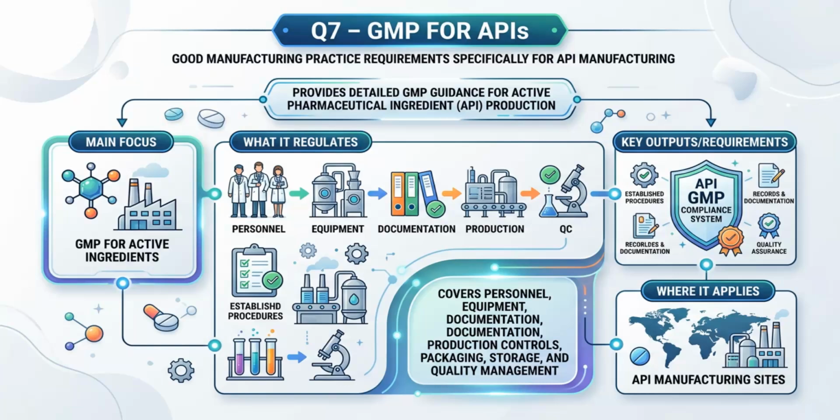Main focus: GMP for active ingredients. What it regulates: personnel, equipment, documentation, production, QC. Key outputs and requirements: API GMP compliance system. Where it applies: API manufacturing sites.